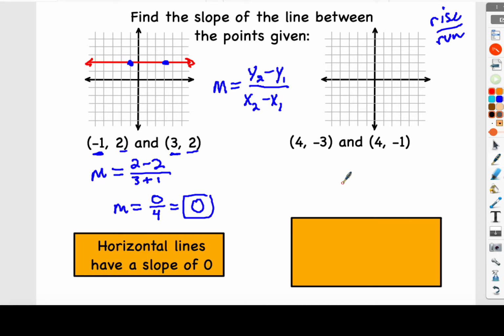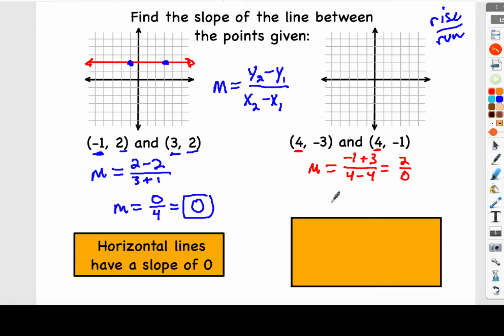Well, let's try these 2 points over here at the right. Same idea, m equals, so again, we're going to take our y coordinates, so negative 1 minus a negative 3, which means I can call that plus 3. Minus the negative becomes plus. And then on the bottom, since negative 1 came first, I'll put this 4 in here first. Minus, well, negative 3 also had a 4 that was attached. So there we go. So negative 1 plus 3 is going to be 2 over 4 minus 4 is 0.